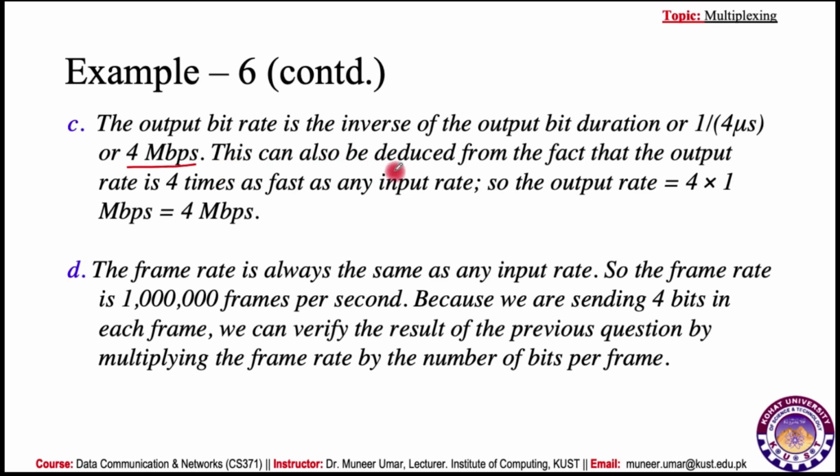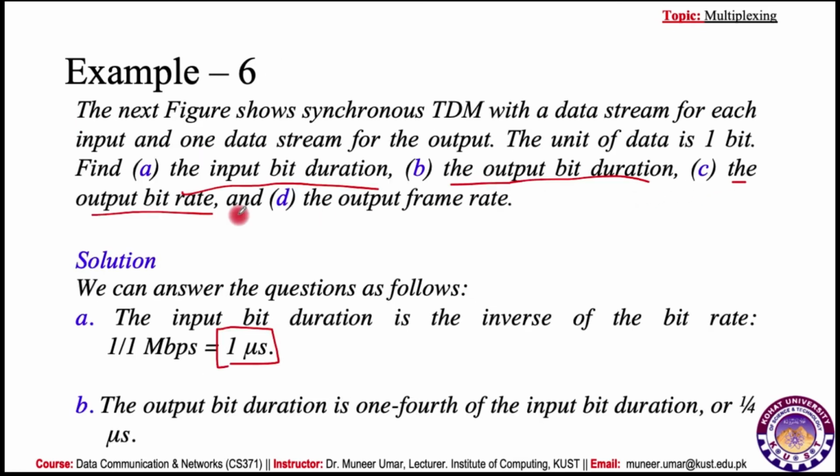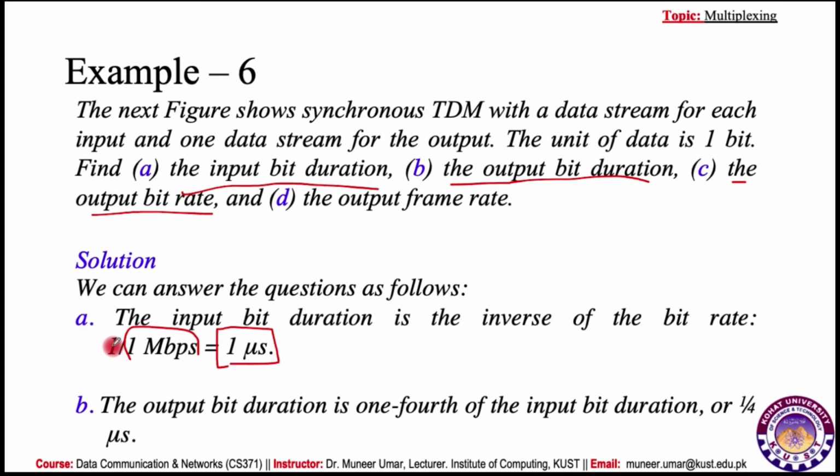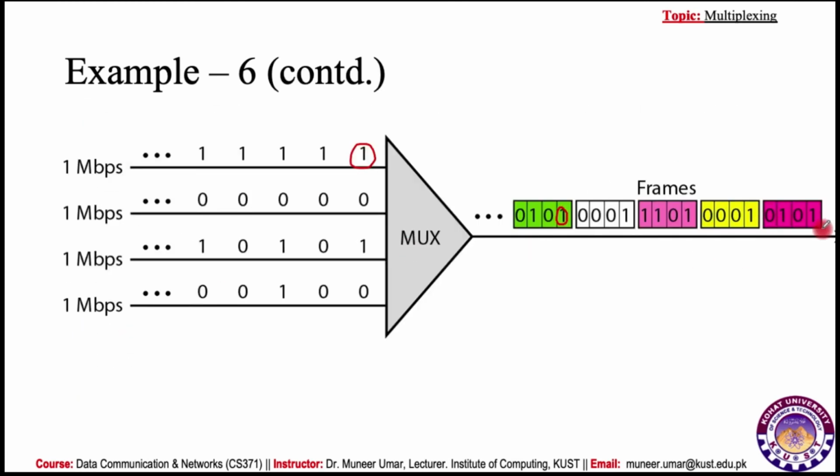This can also be deduced from the fact that the output rate is 4 times as fast as any input rate. So the output rate is 4 times 1 Mbps. Here we have 1 Mbps for the input bit rate, and the output bit rate would be 4 times greater than the input, so it would be 4 Mbps. This is one entire frame, also all these 4 frames.